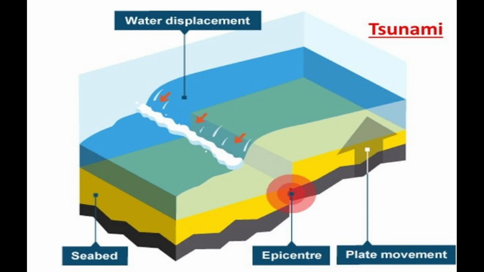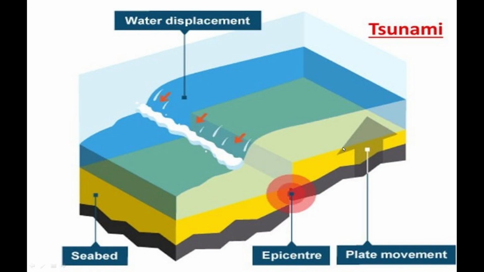These waves can travel across entire ocean basins and cause significant destruction when they reach coastal areas. Students, tsunamis are formed by the vertical displacement of the ocean floor. Here we can see the epicenter and plate movement. So these earthquakes, typically those with a magnitude greater than 6.5 on the Richter scale and a shallow depth less than 70 km, can displace a large volume of water.